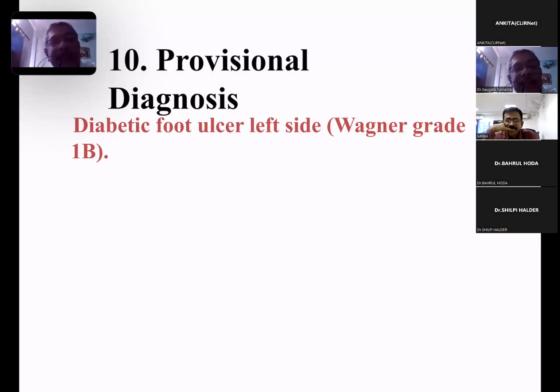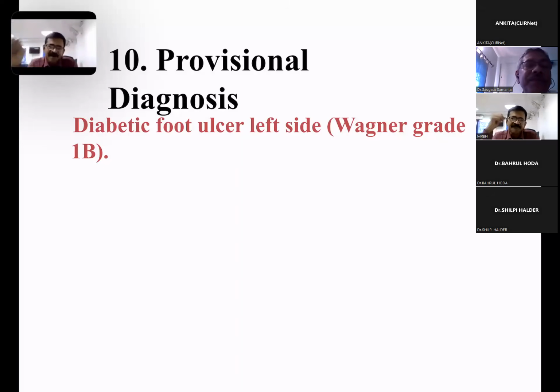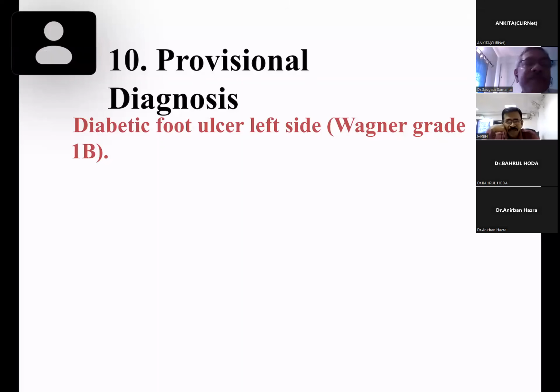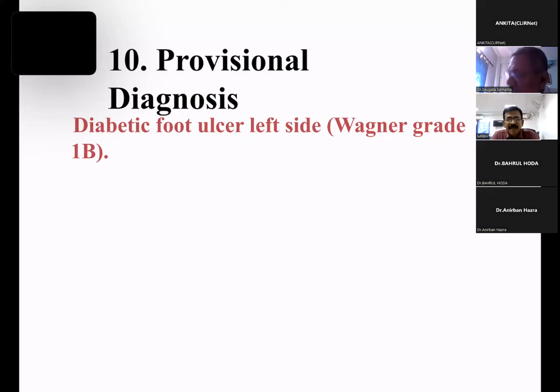So ABPI has its limitations, but it is a good investigation to start with. Then you can also do toe pressure measurement. You have a fine cuff which we apply around the toes and listen with the Doppler probe on the digital vessel. Toe pressure is said to be more sensitive in diabetic patients. So toe pressure index is important.